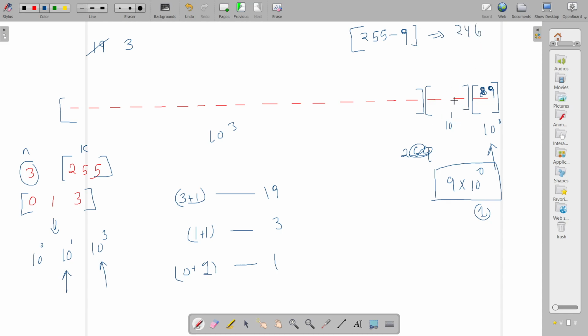Now I go to this segment. There are 2 digits here, so I can fill at max 99. But I'll check, is the value of 246 greater than 99 or less than 99? In this case, it is greater than 99. So 246 minus 99, which is 147.